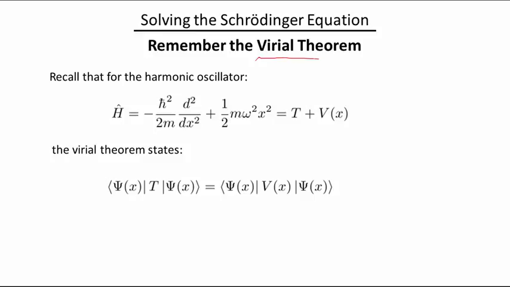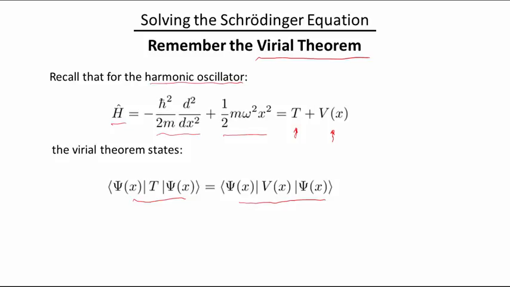And the trick is the variational theorem, which you encountered in a previous homework, and I think it was mentioned in an earlier lecture. For the harmonic oscillator, here's the Hamiltonian, the usual form, the kinetic energy and the potential energy, as indicated there. The variational theorem states that the expectation value of the kinetic energy over the wave function is equal to the expectation value of the potential energy. So these two terms make, on the average, an equal contribution to the total energy.